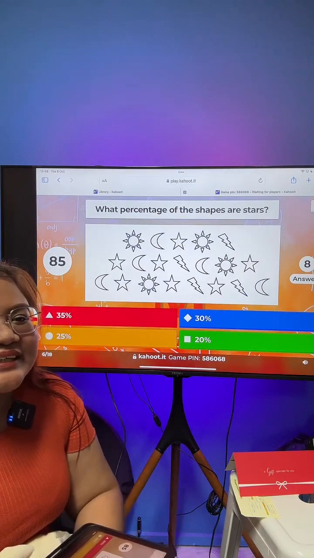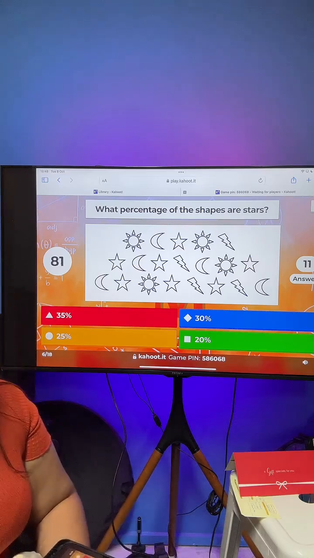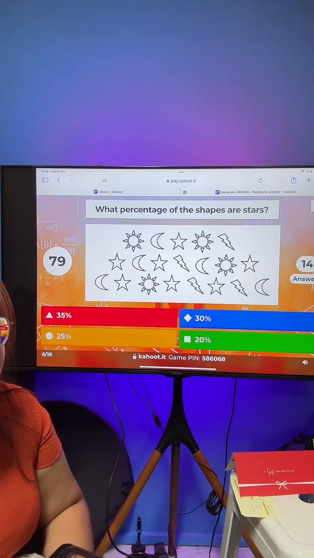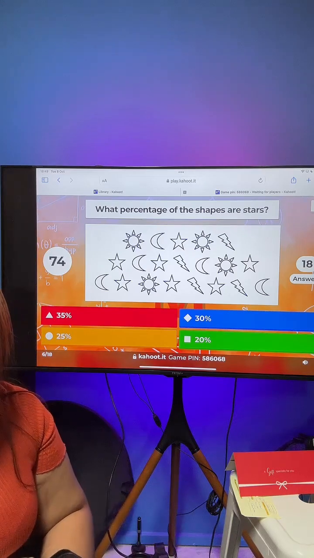Okay, what percentage of the shapes are stars? These are not too difficult. Let's take a look. What percentage of the shapes are stars?